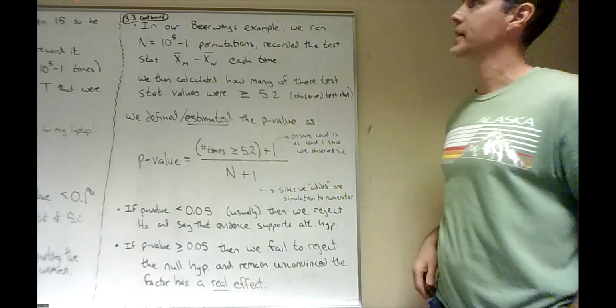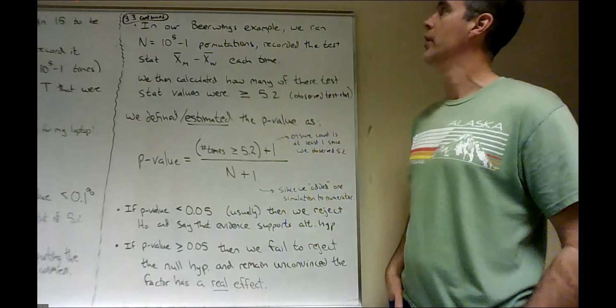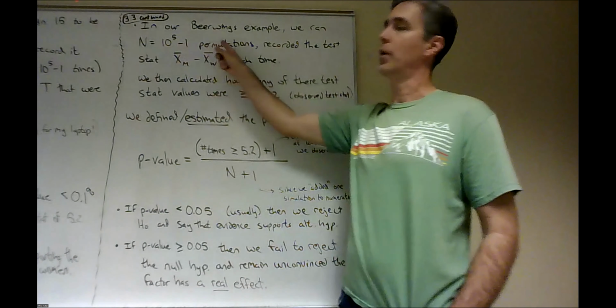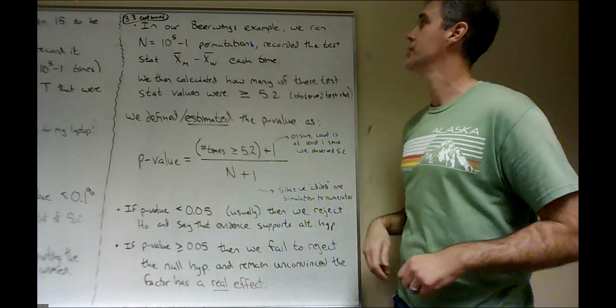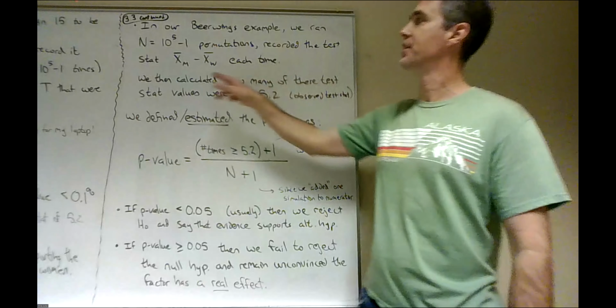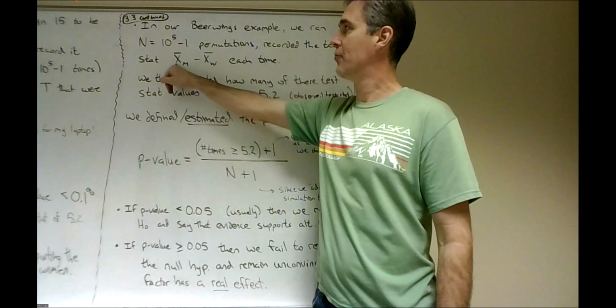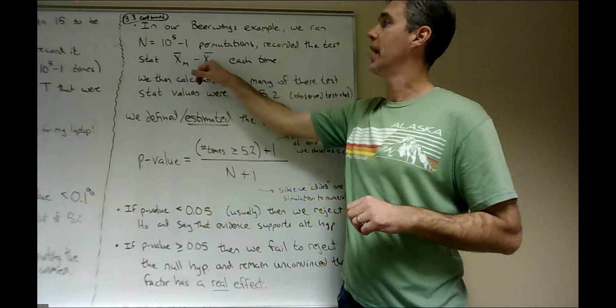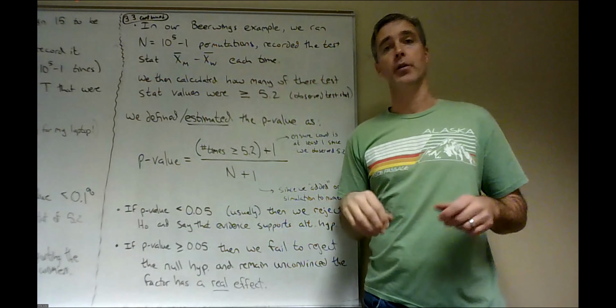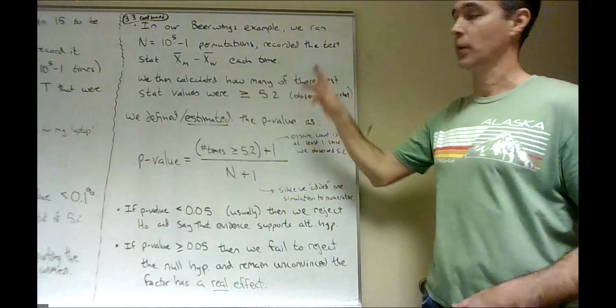So in that example that we just ran, in the R code, we ran 10 to the 5th minus 1 permutations of who we denoted as M's versus W's. And each time we recorded the test statistic, the average number of wings eaten by the ones we denoted M, minus the average number of wings from the ones we denoted as W, men versus women, okay?